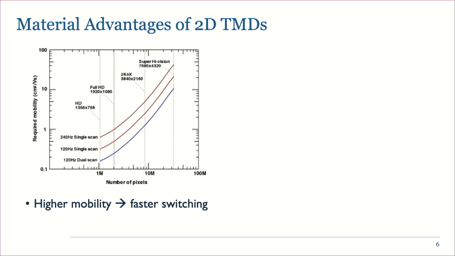So this here is a plot of mobility on the y-axis versus the number of pixels on a display on the x-axis. Each of those lines represents a particular refresh frequency of the display. So you can see that as you increase the refresh frequency and increase the number of pixels on a display, the required mobility of your backplane TFTs must increase. So having a high mobility with TMDs is an inherent material advantage for faster switching and higher pixel density displays.